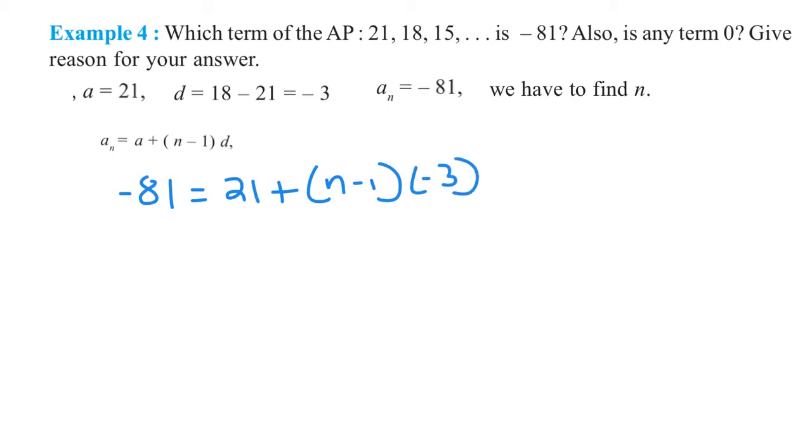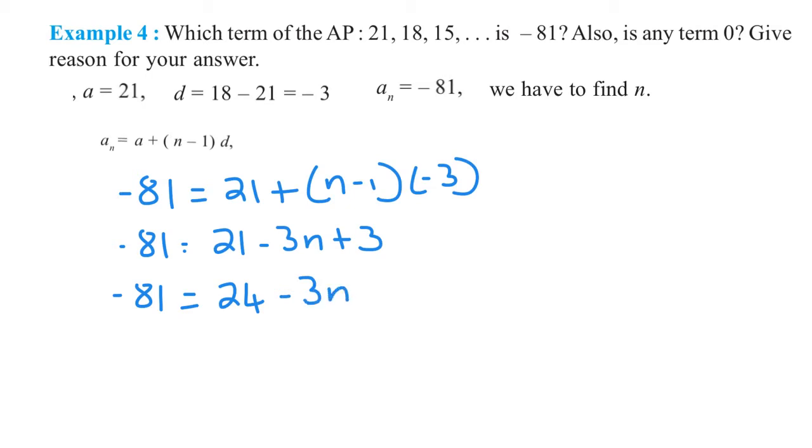Now we simplify. Minus 81 equal to 21, open the bracket, n times negative 3, minus 3n. Then minus 1 times minus 3, plus 3. So the next step is going to be negative 81 equal to 21 plus 3, 24 minus 3n. Simplify further, move the 24 to the other side of the equal sign. It becomes minus 81 minus 24 equal to negative 3n.